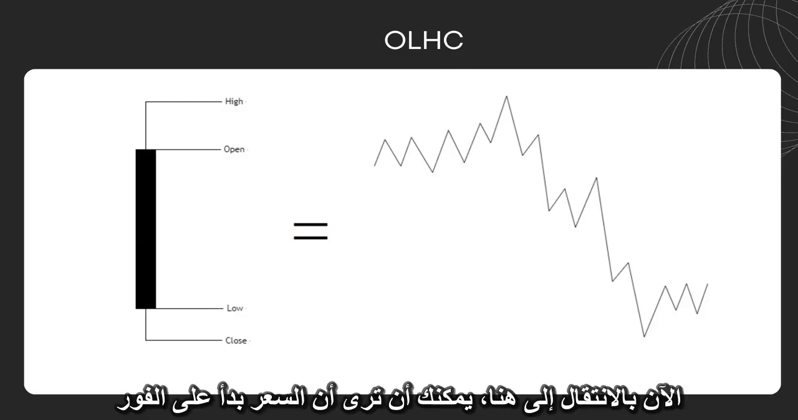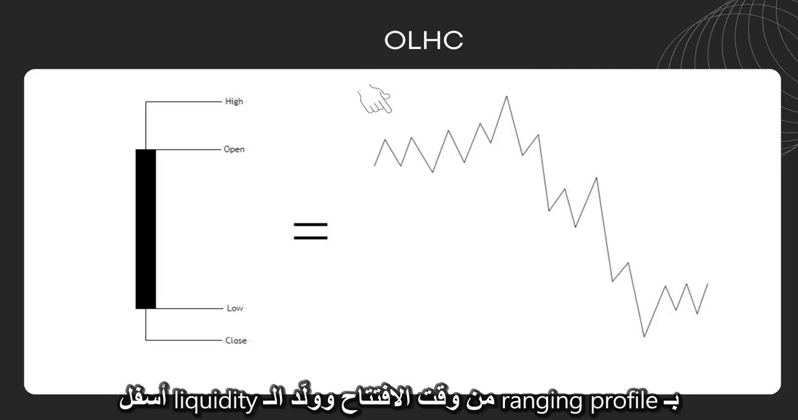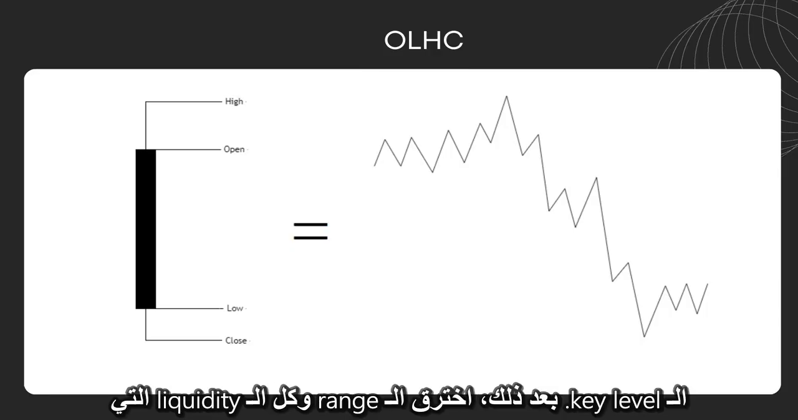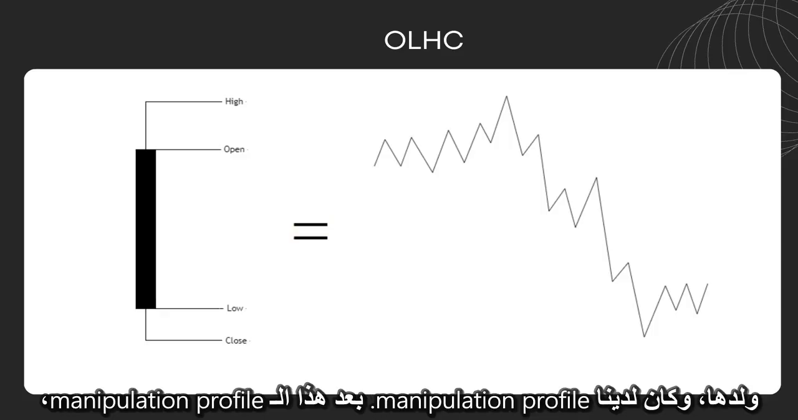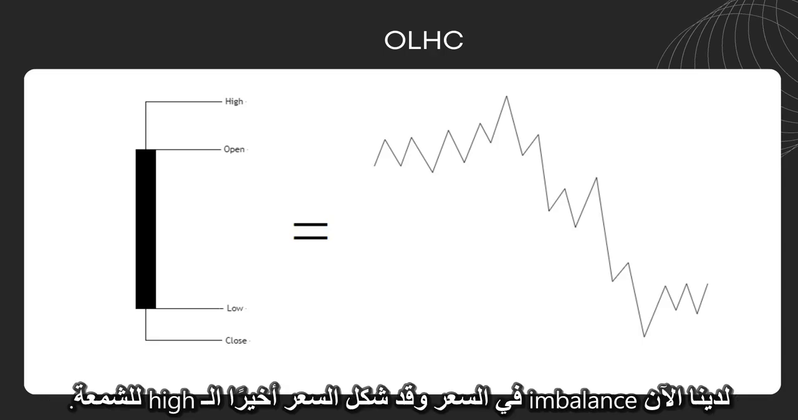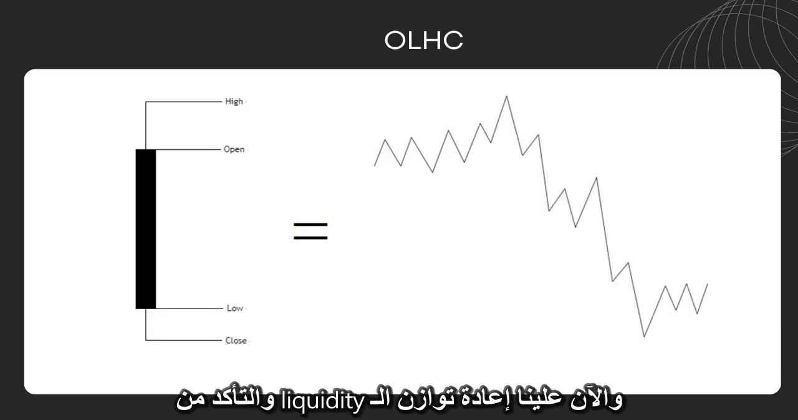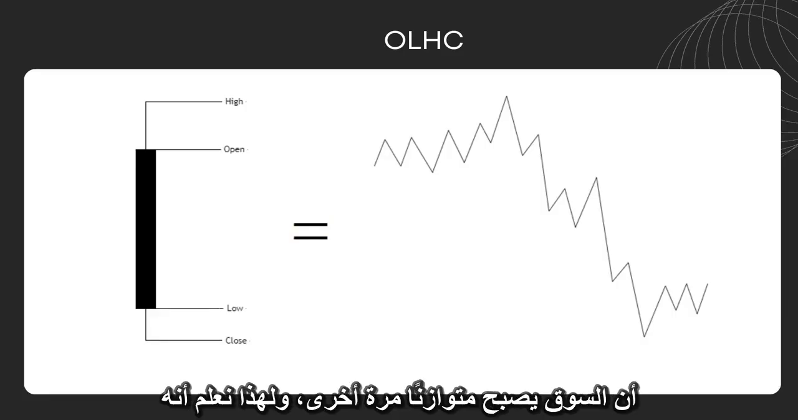Now moving on, right here you can see that price right away started with a ranging profile from the opening time, and it generated liquidity below the key level. After that, we took out the range and the whole liquidity it generated, and we had a manipulation profile. After that manipulation profile, we now have an imbalance in price, and price has finally formed the high of the candle, and now we have to rebalance the liquidity and make sure that the market becomes rebalanced again.